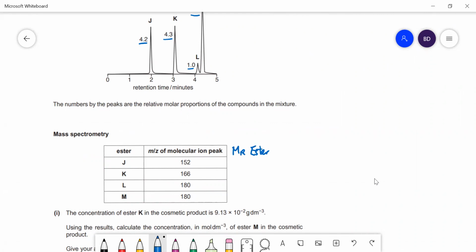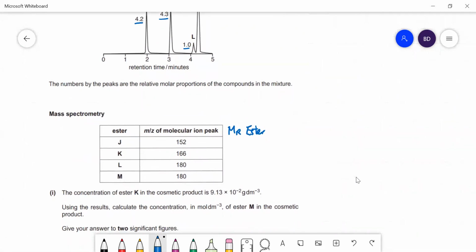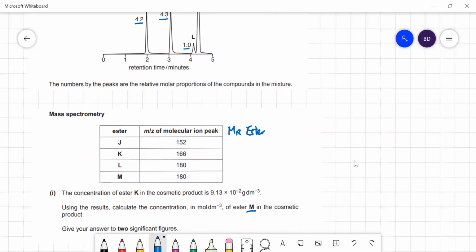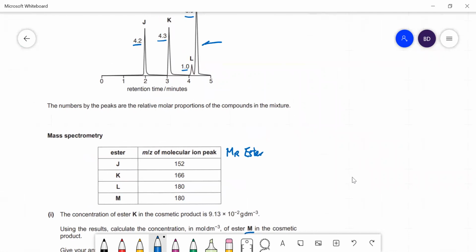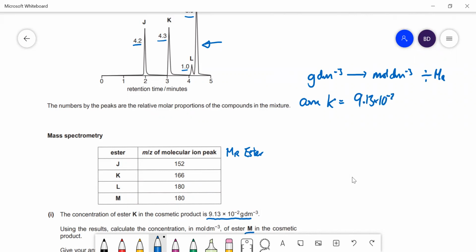Okay, now a bit of a calculation here. The concentration of ester K is 9.31 times 10 to the minus 2 gram per decimeter cubed. Using these results, calculate the concentration of ester M. Right, so we know the ratios of moles, molar concentrations up here, right? But we're given a concentration in grams per decimeter cubed. So before we do anything, we've got to convert that into moles per decimeter cubed. To convert gram per dm cubed into mole per dm cubed, you've got to divide by the Mr. So the concentration of the ester K in moles per decimeter cubed is 9.31 times 10 to the minus 2. We're given the Mr of K is 166. That is equal to 5.5 times 10 to the minus 4 exactly mole per decimeter cubed.